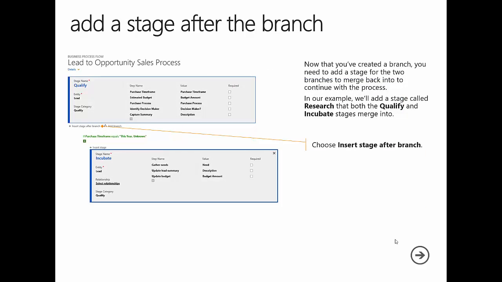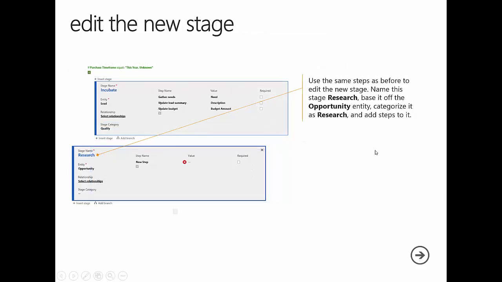Add a stage after the branch. Now that you've created a branch, you need to add a stage for the 2 branches to merge back into to continue with the process. In our example, we'll add a stage called Research that both the Qualify and Incubate stages merge into. So first we go and choose Insert Stage After Branch. Edit that new stage. Use the same steps as before to edit the new stage. Name this stage Research, base it off the opportunity entity, categorize it as Research, and add steps to it.